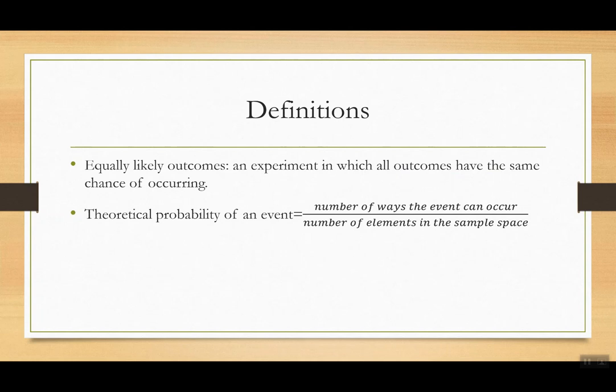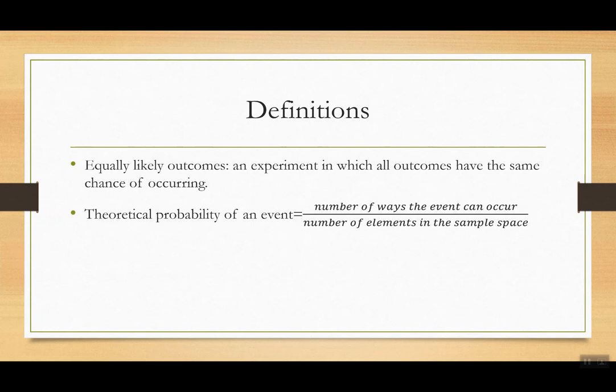So our first important thing today is theoretical probability of an event. This means we would look at the number of ways an event can occur divided by the number of elements in the sample space. Mostly when we look at this, the outcomes will be assumed to be equally likely.